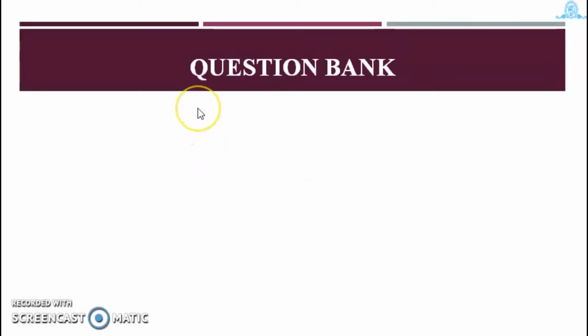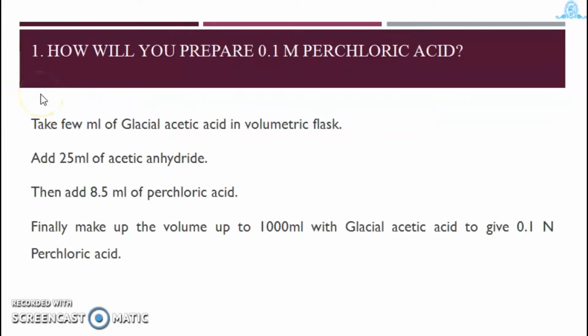Student, let us discuss the question bank related to our today's practical. The first question is how you will prepare 0.1 molar perchloric acid. The answer is take a few ml of glacial acetic acid in volumetric flask, add 25 ml of acetic anhydride, then add 8.5 ml of perchloric acid, and finally make up the volume up to the 1000 ml with glacial acetic acid, which will give 0.1 normal perchloric acid.